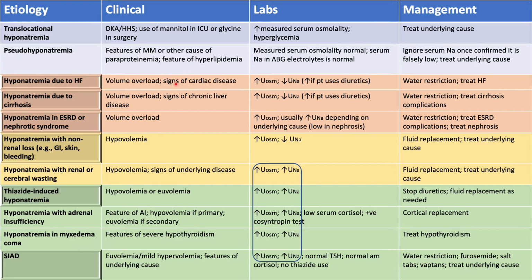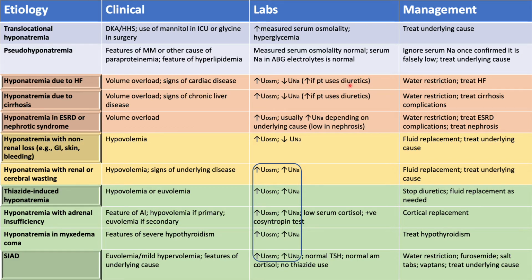Okay, after you confirm that the measured serum osmolality is low, if the patient is showing signs of hypervolemia, it's most likely one of these three: heart failure, cirrhosis, or kidney disease. So in heart failure, the patient might have features of fluid overload, features of cardiac disease, urine osmolality will be increased because of the increase in ADH, and urine sodium will usually be low because of relative effective hypovolemia, because the kidney will perceive the volume status of the patient as being low because of the low cardiac output.